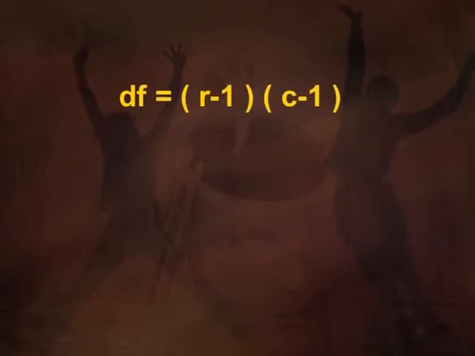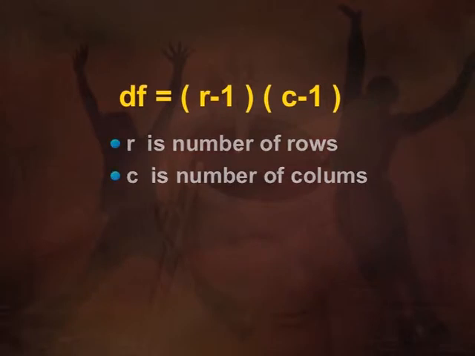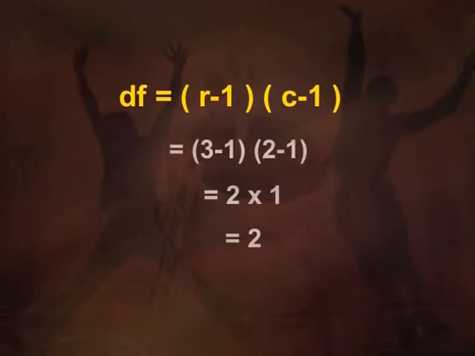Following which, we will find the degrees of freedom as follows. df is equal to r minus 1 into c minus 1, where r is the number of rows and c is the number of columns. Here, the df is 3 minus 1 into 2 minus 1, which gives us the df value of 2.